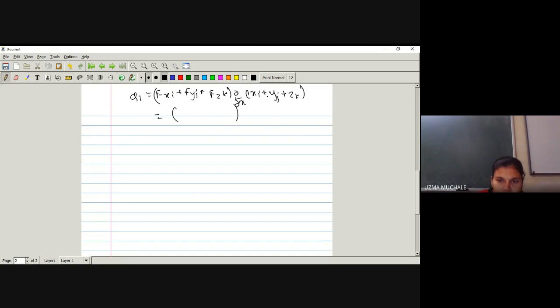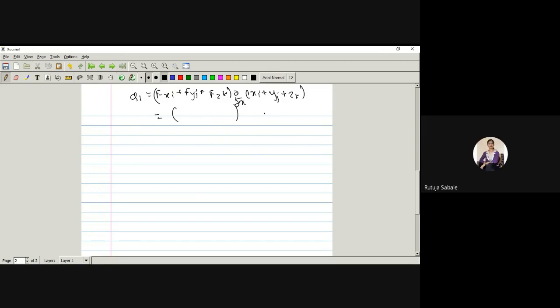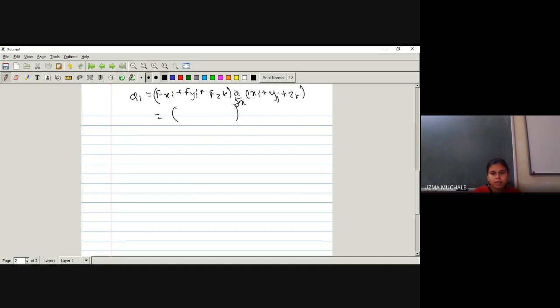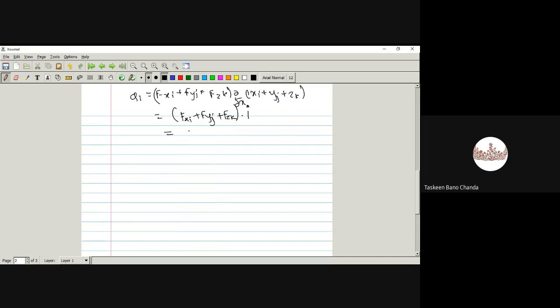What is the derivative of this term? As we are taking a partial derivative with respect to x, what is the partial derivative of y and z with respect to x? 0, 0. What remains is the derivative of x with respect to x, which is 1. So what remains is simply capital I, and here we have fxi plus fyj plus fzk. Now can anyone tell me what is the dot product of i with fxi, fyj, fzk? Final answer. fxi. Is it fxi?